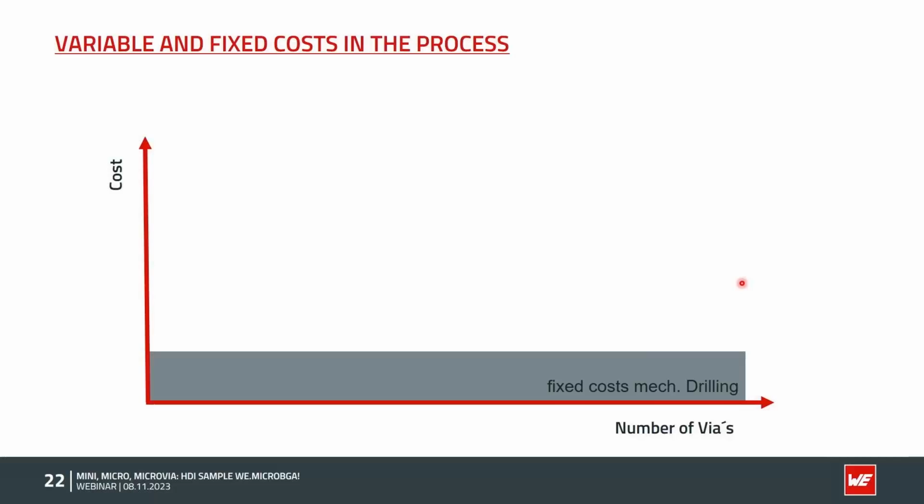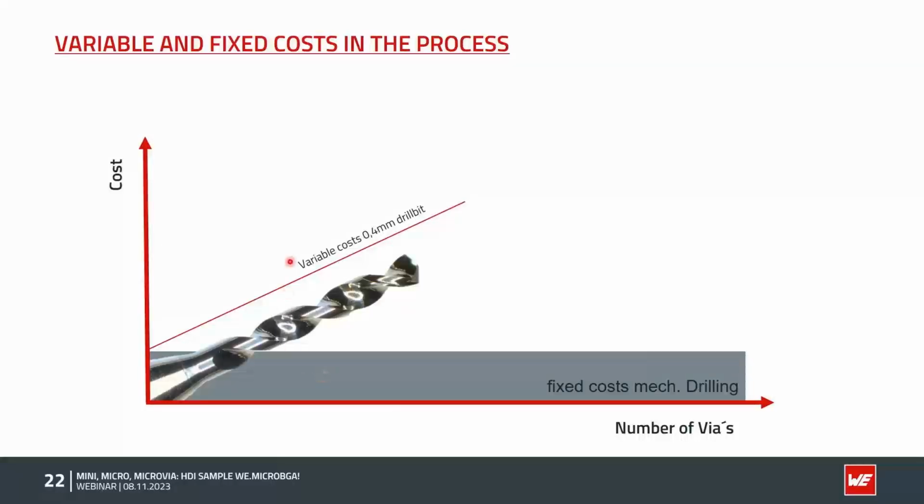A very often asked question is what is the cost of it? And one important comparison is you have always some fixed process cost here for the mechanical drilling. It's the setup of a machine, the setup of a program. And if we have a look, we have this fixed cost, and then we have variable costs. If we have a look at this drill bit, for example, 0.4 millimeters, of course, the drill bit will wear out. Typically, it can do up to 3,000 hits. Then it gets changed automatically and a new fresh drill bit is used. But you see, the more vias you add to your design, the more cost it will create.